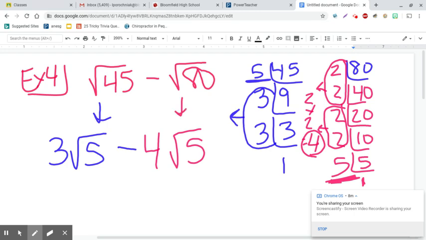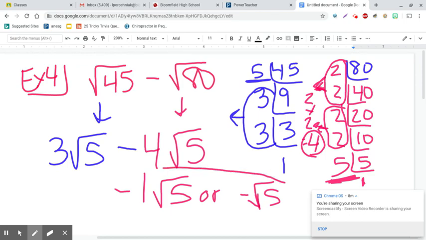All right, because when you take out this 2 over here, it's a 2 and a 2, and you want to multiply to get 4. Don't forget that part, okay? So guys, now we have 2 indexes that are the same and 2 radicands that are the same. So guys, what's 3 minus 4? You get a negative 1. Keep your radical 5. Or you could just have negative radical 5. Either one's fine, okay? That's your answer.